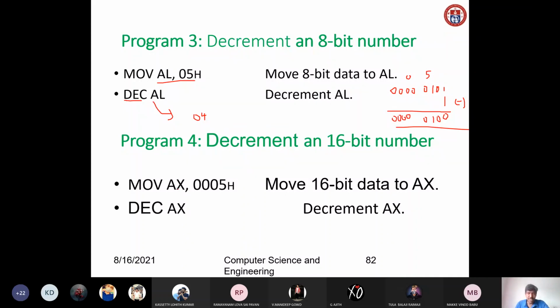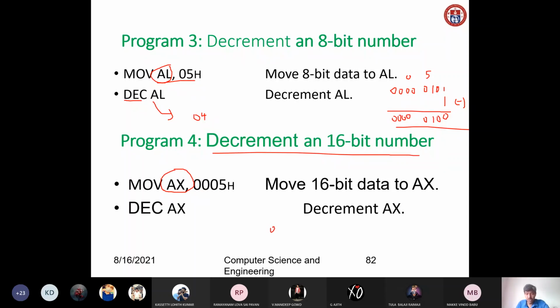Similarly, the second program, this one is decrementing a 16-bit number. Okay, so again similar to the previous example. Here, instead of AL, this is decrementing an 8-bit number. So I have used AL, but this one I am decrementing a 16-bit number. So this is AX. What is the value of AX? It is 0005. Now I am decrementing the AX value by 1.